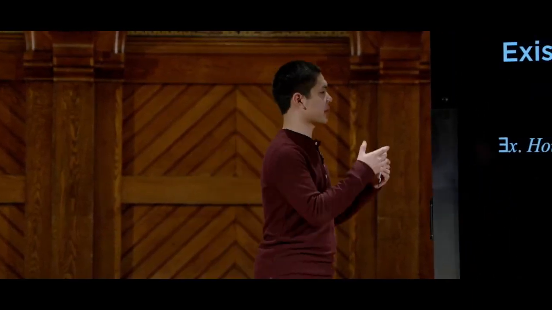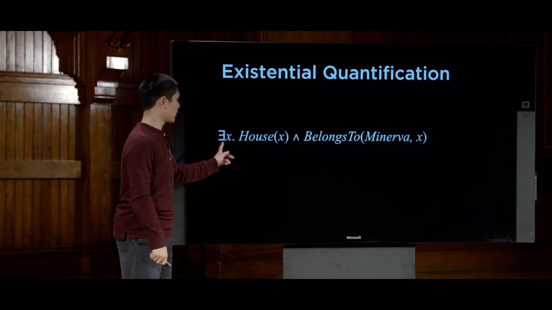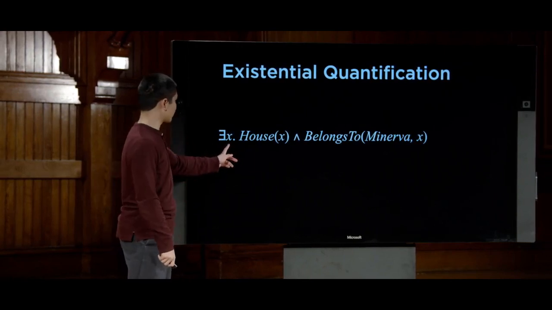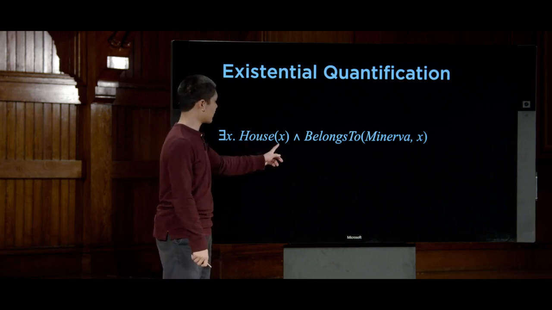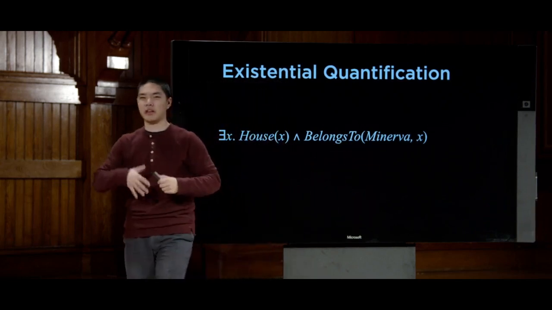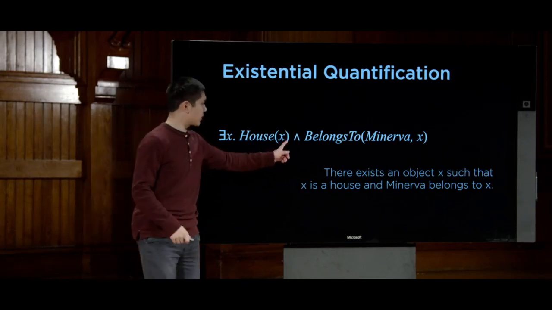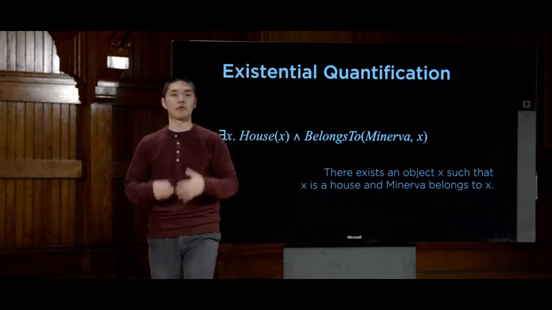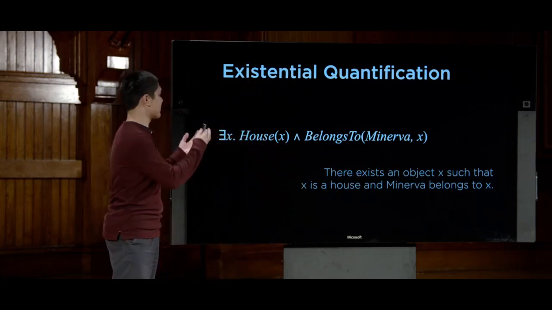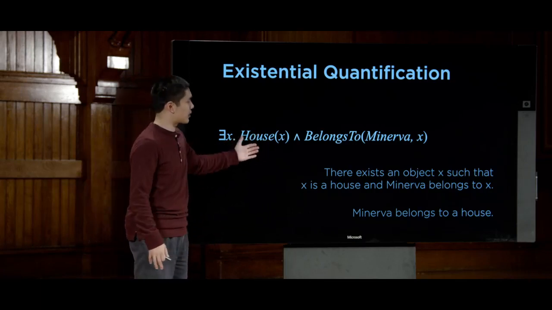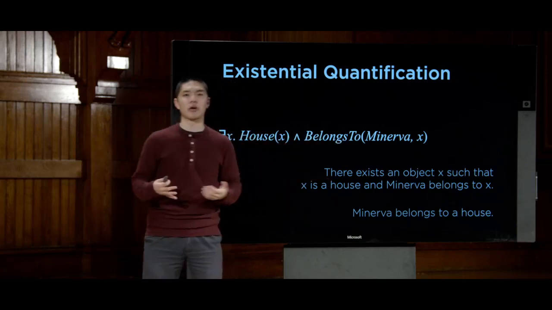One such sentence looks like this. There exists an x. This backwards E stands for exists. And here we're saying there exists an x such that house x and belongs Minerva x. In other words, there exists some object x where x is a house and Minerva belongs to x. Or phrased a little more succinctly in English, I'm here just saying Minerva belongs to a house. There's some object that is a house and Minerva belongs to a house.